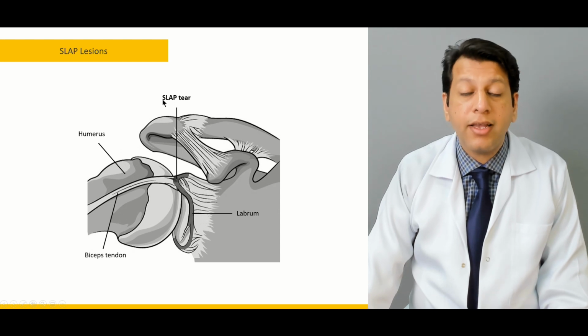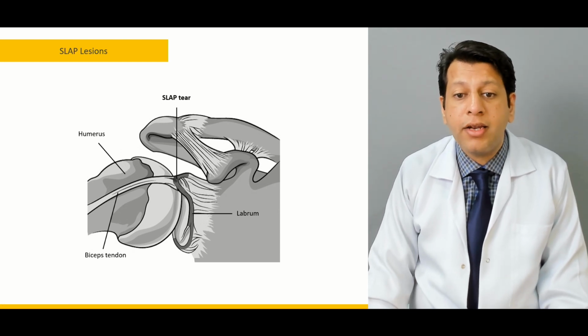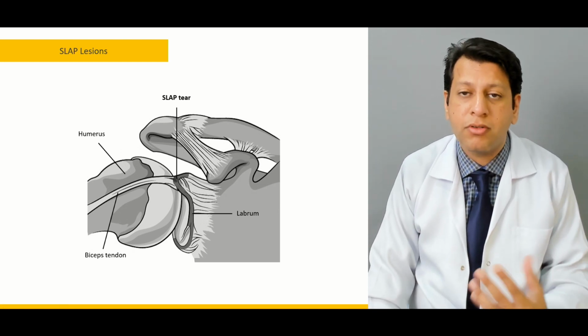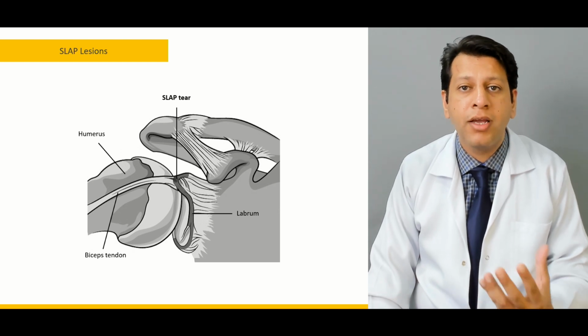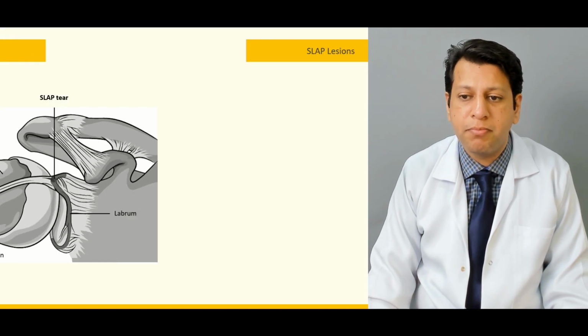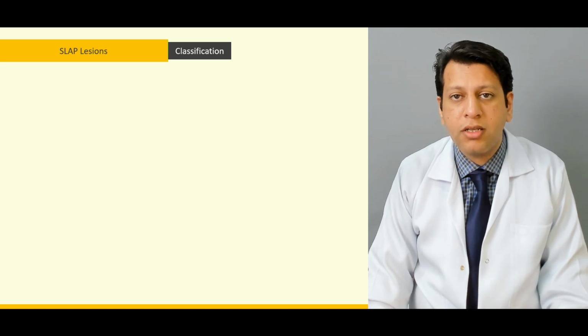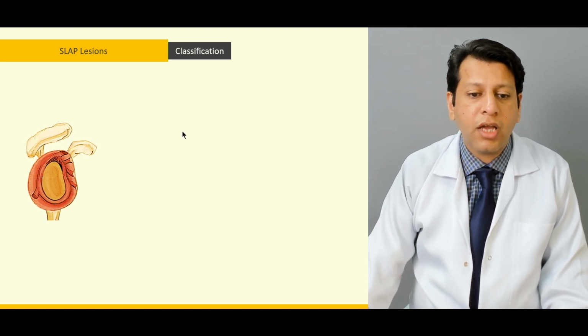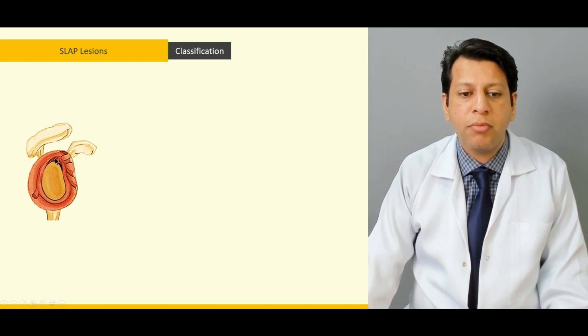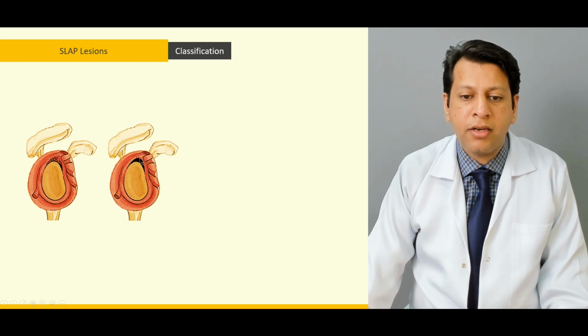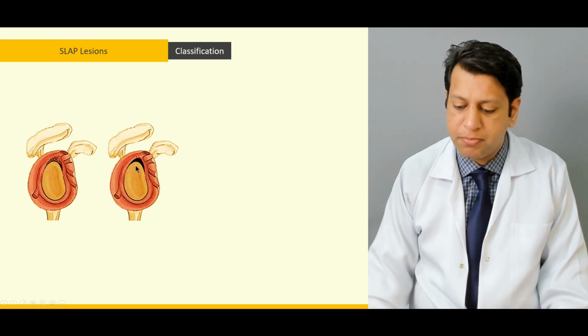What is SLAP? S stands for superior labrum, and it is an anterior to posterior tear of the labrum. The mnemonic is SLAP, but it's actually superior labral anterior to posterior tear. Now there is a classification, although it has been modified a lot. Initially it was four subtypes. In type 1 there was fraying of the superior labrum, although the bicipital anchor is intact. In type 2 there was a complete tear with intact anchor. You can appreciate the bicep is intact, but the tear is complete, involving the superior labrum.